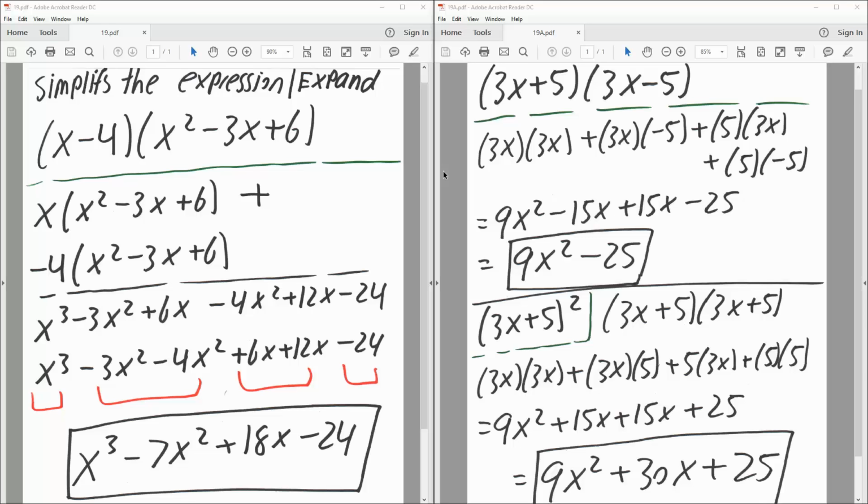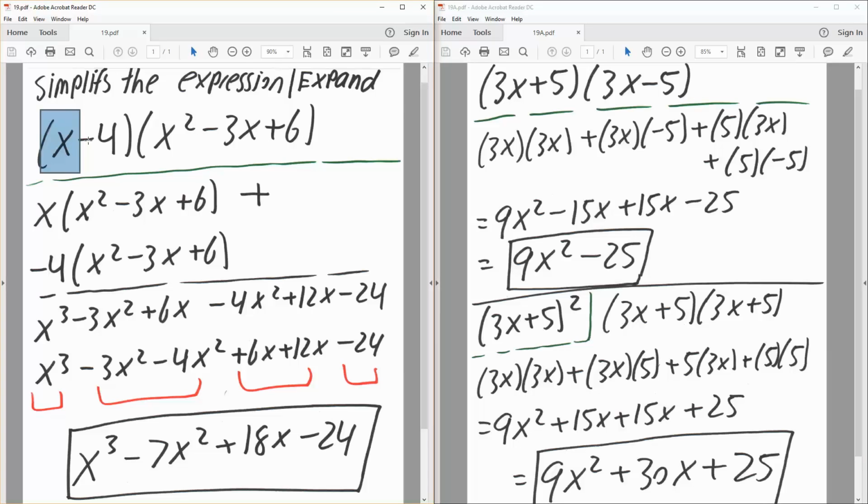In this video, we will be multiplying polynomials and we will solve 3 problems. This will be the first problem, the second problem, and the third problem. So let's get started.